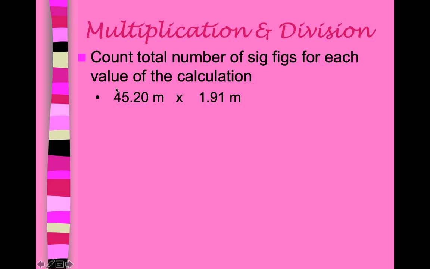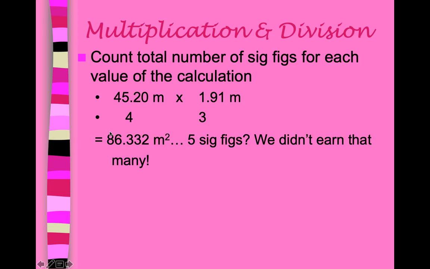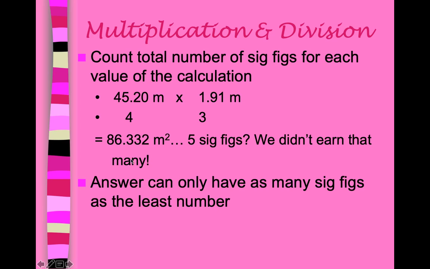Okay. Well, this, based on the rules we just learned, has 1, 2, 3, 4, because this 0 is exact at the end after a decimal. And this has 1, 2, 3, because they're all non-zeros. So the rule says when you get this answer on your calculator, do the math like normal, 45.20 times 1.91, you get this. This has 5 sig figs. We're not allowed that. So the rule says your answer can only have as many sig figs as the least number of sig figs in your calculation, which is 3. So that means that this math answer becomes the science answer of 1, 2, 3 sig figs.